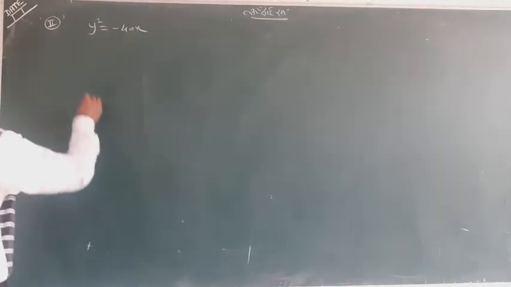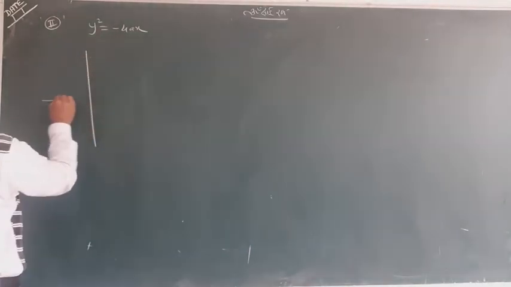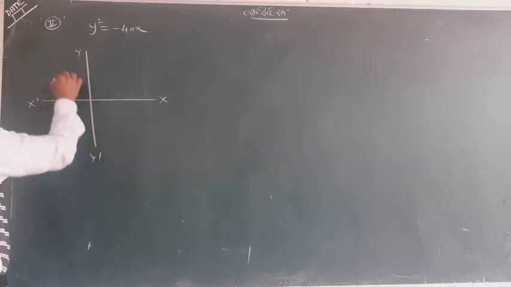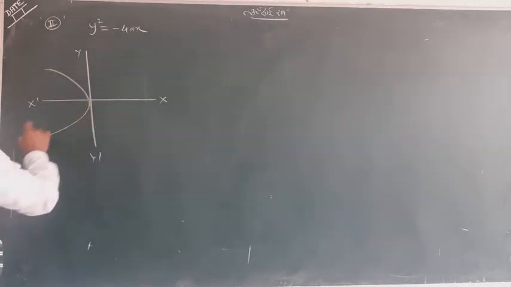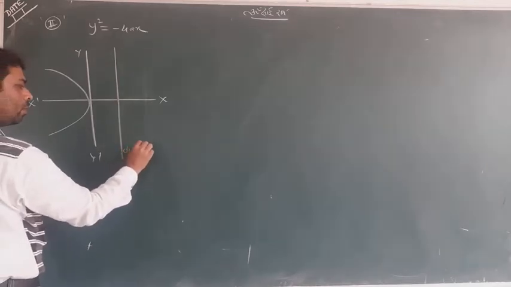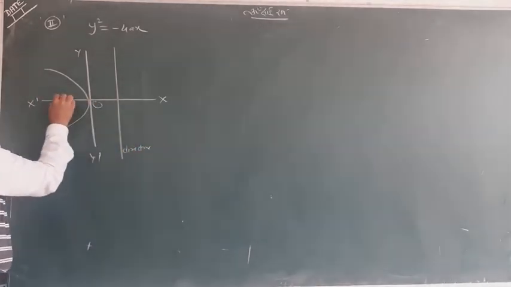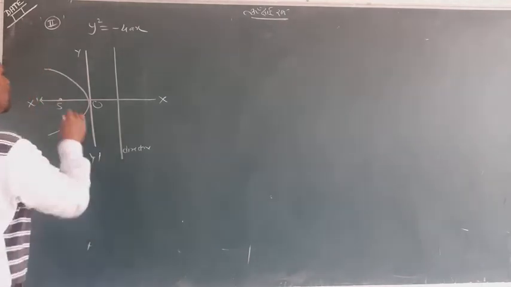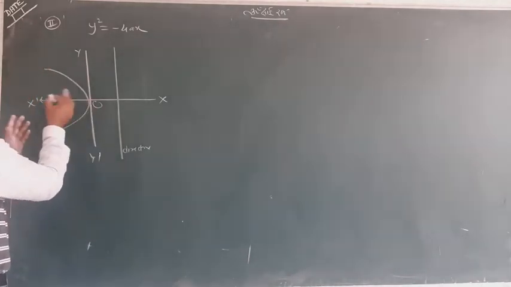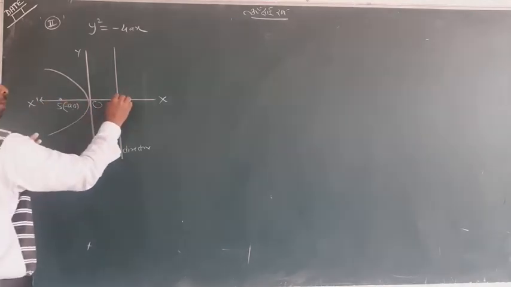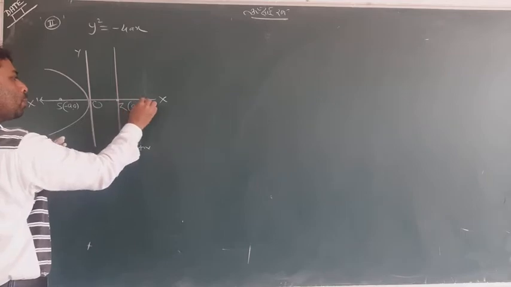So let me make the picture here. This is x dash, y dash. This is the parabola, and this is the Directrix. Now quickly I tell you, this is my focus. This time the focus is actually on the left side of the origin. It's going to be minus a, so this is going to be Z now, and it is positive.